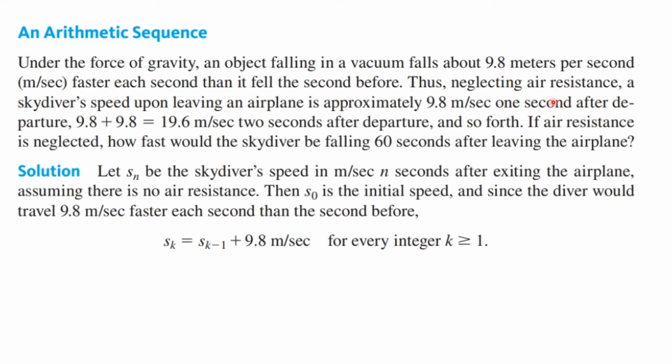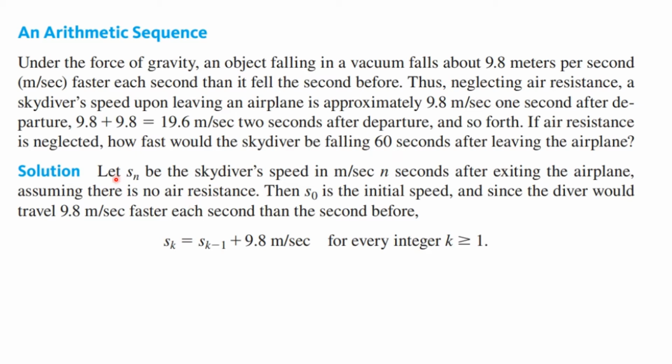Thus, neglecting air resistance, a skydiver's speed upon leaving an airplane is approximately 9.8 meters per second 1 second after departure, 19.6 after 2 seconds, and so forth. If the air resistance is neglected, how fast would the skydiver be falling 60 seconds after leaving the plane?